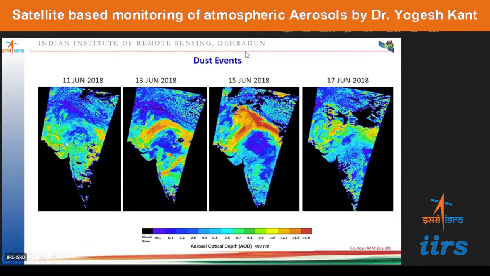This is the dust loading, that is the pollution due to the dust, and this is our Indian satellite OceanSat-2 sensor, which was used to delineate or estimate the dust. So you can clearly see this is 11th June, this is 13th June, 15th June, 17th June, how the dust is transported from one place to another place.